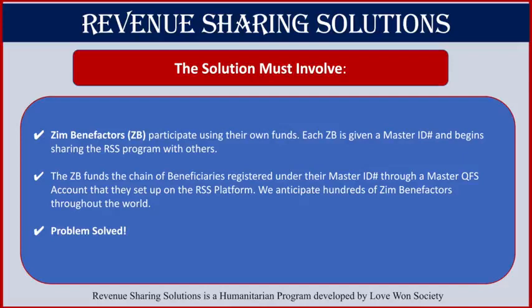Now, the Zim benefactors participate using their own funds, and each Zim benefactor is given a master ID and begins sharing the RS programs with others. The Zim benefactors' funds then fund the chain of beneficiaries registered under their master ID number, a master QFS account that is set up on the RSS platform. We anticipate hundreds of Zim benefactors throughout the world. We presently have just under 1,700 who have committed to be a part of our program. We believe that this solves the problem.